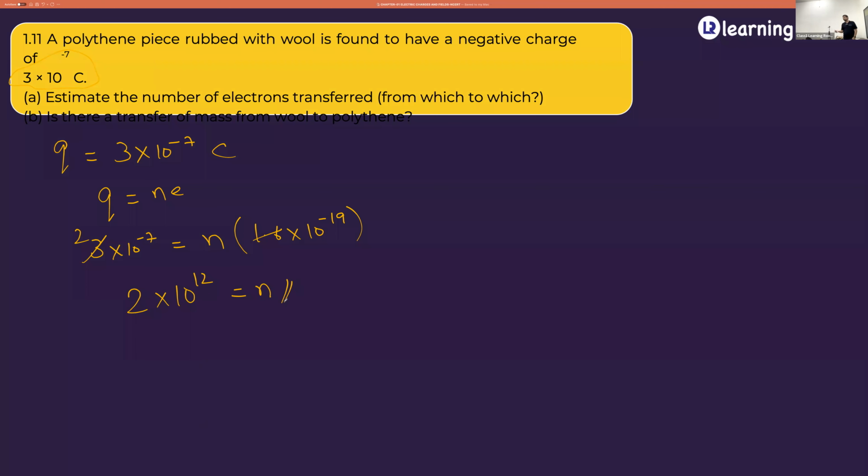The answer in your textbook might be slightly lesser, like 1.9 something. They gave 2 only. It will be somewhere around 1.9.